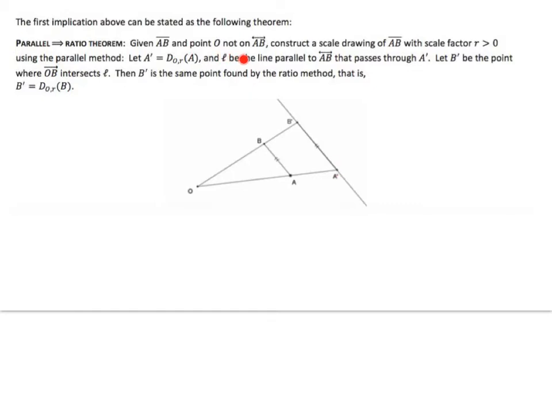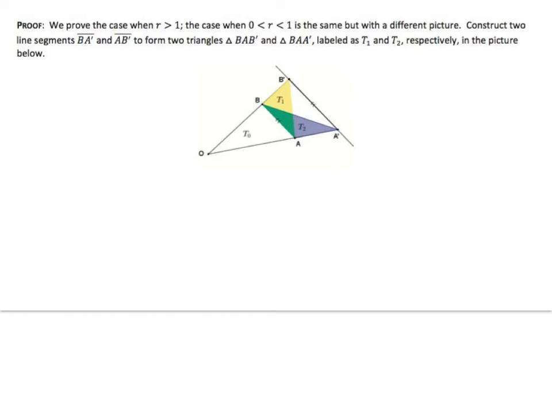Let L be the line parallel to AB that passes through A prime. That's awful. A little bit better. Okay, let B be the point where OB intersects line L. Then B prime is the same point found by the ratio method. That is, B prime equals the dilation about the center O, a certain scale factor R of B. Okay, so we took B, dilated it, the amount R, and got B prime. And we know that B prime is also on line L. Okay, the proof.